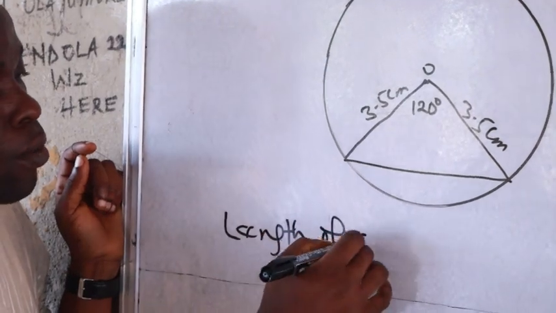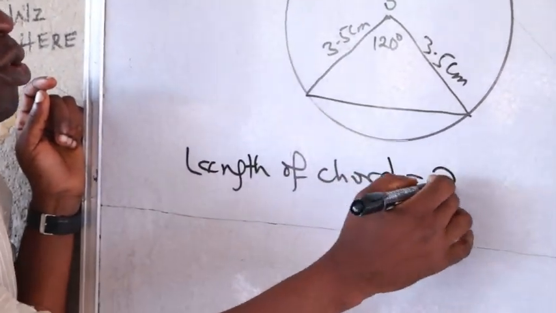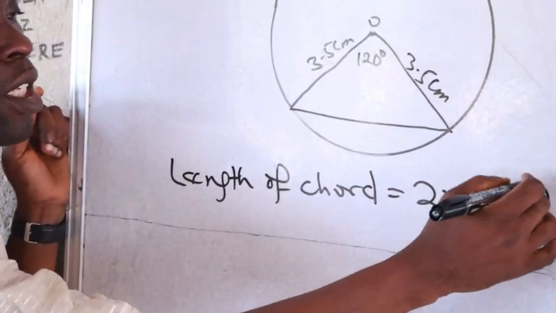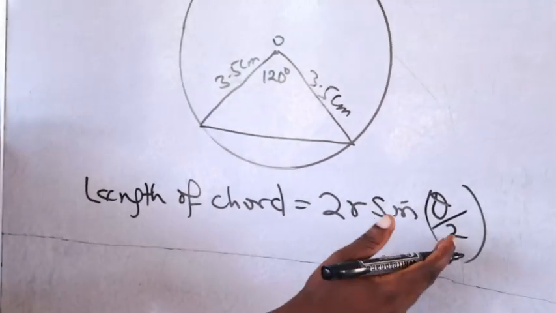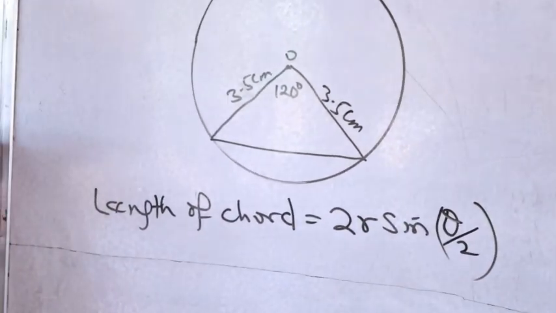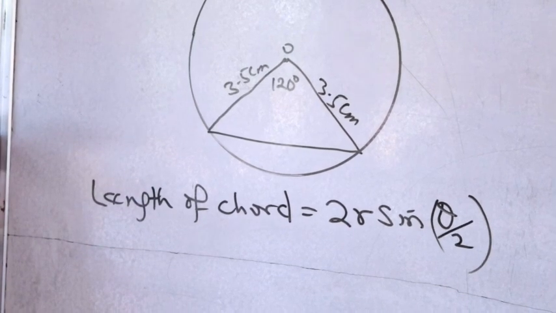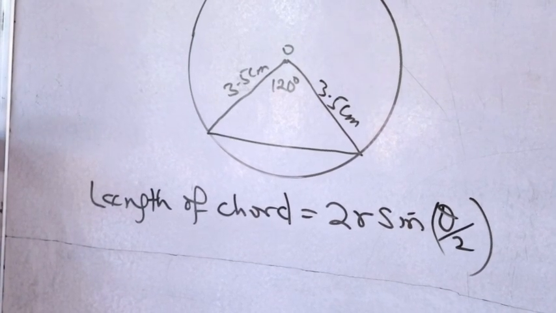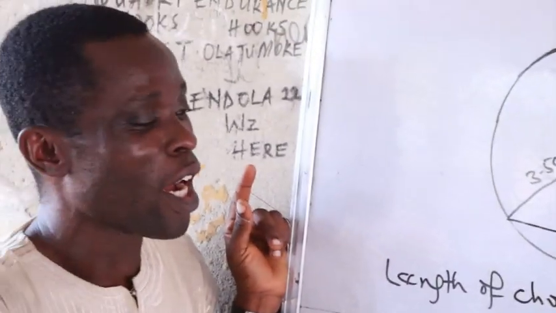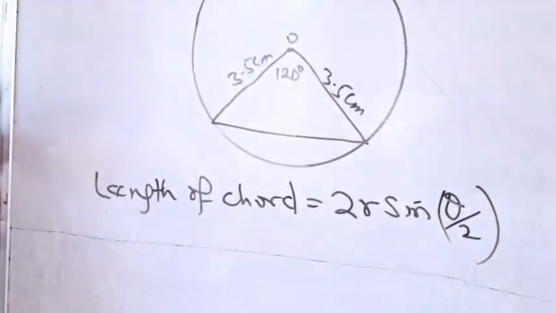Length of chord equals 2r sine theta over 2. But don't use this 2 to cancel this 2. It's wrong. And don't change that small r to big R plus alpha. We are not dealing with longitude and latitude here. Our radius here is 3.5.